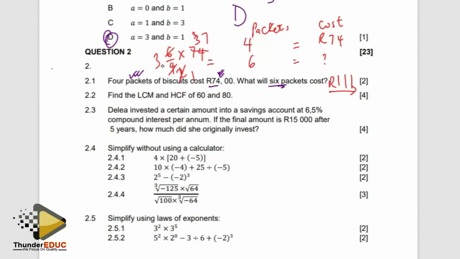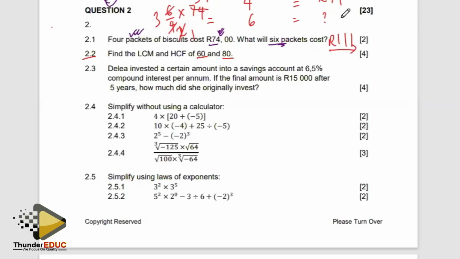2.2. They want us to find the LCM and HCF of 60 and 80. Okay, so we have two approaches to this question, and I'll share both of them with you. The first option is the ladder method.